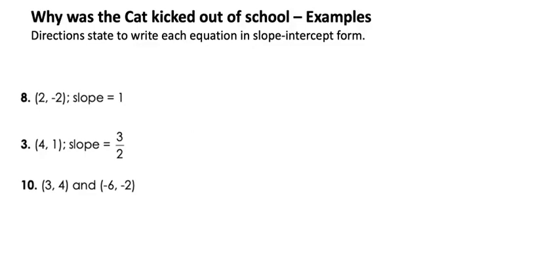In today's video, I'm just going to show you a couple of quick examples from our activity of why the cat was kicked out of school. Now, it's important that when you get problems like this or any type of an activity, you read carefully because it says here that you've been given either a point and a slope or 2 points, but they want you to write the equation in slope-intercept form.